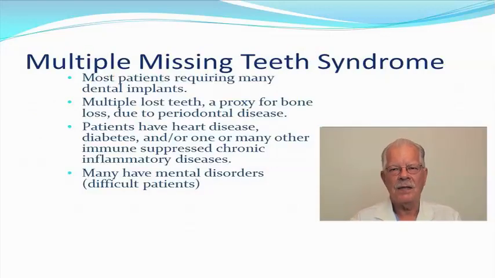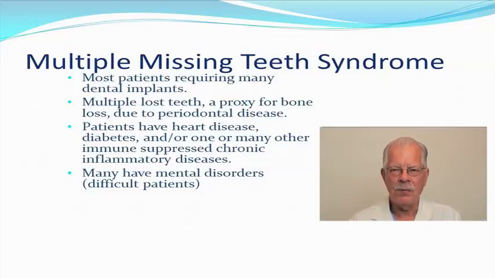For many years I discussed in my lectures what I called multiple missing tooth syndrome. I noticed that people who need a lot of dental implants also had a lot of missing teeth. And multiple missing teeth is a proxy for bone loss due to periodontal disease. And so these patients all had heart disease, diabetes, osteoporosis, thyroid problems, and many other what we call immune suppressed diseases.